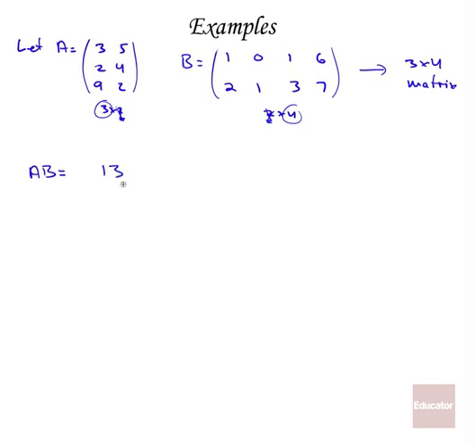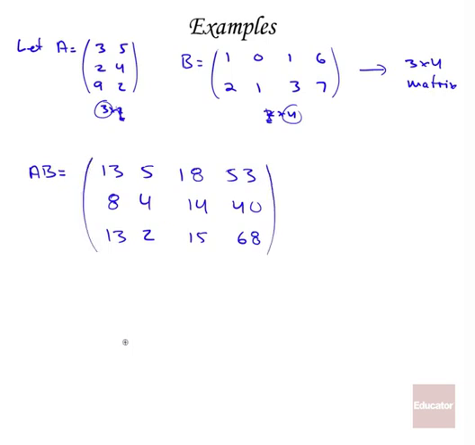First row, second column. Well, you take the first row, dot product with the second column. 3 times 0 is 0. 5 times 1 is 5. So you end up with 5. And then you keep going. You end up with 18, 53, 8, 4, 14, 40, 13, 2, 15, and 68. So our product AB is equal to this matrix.